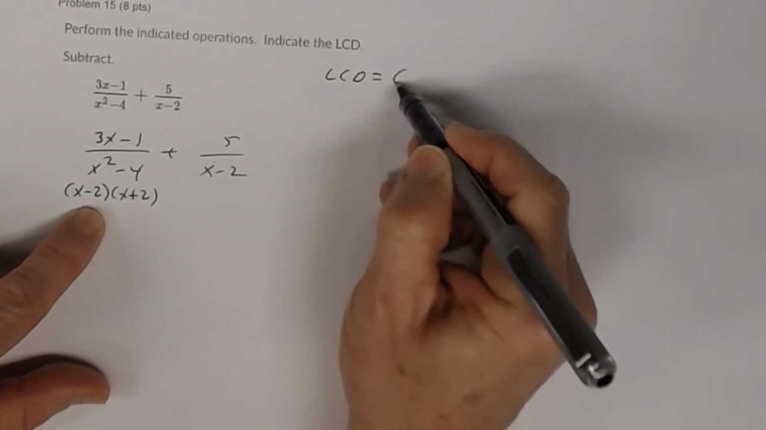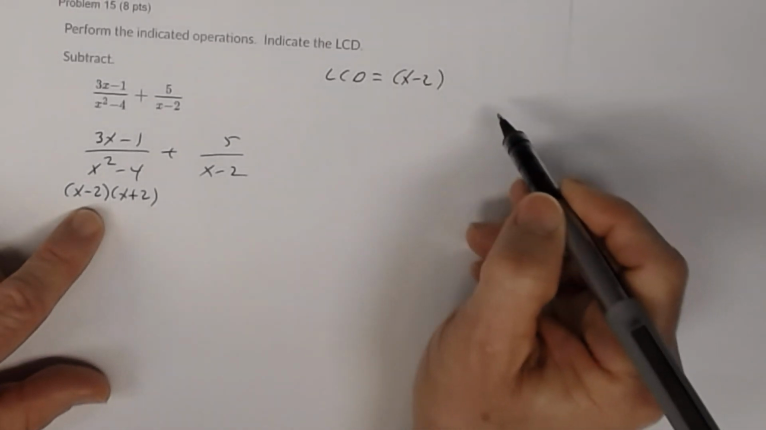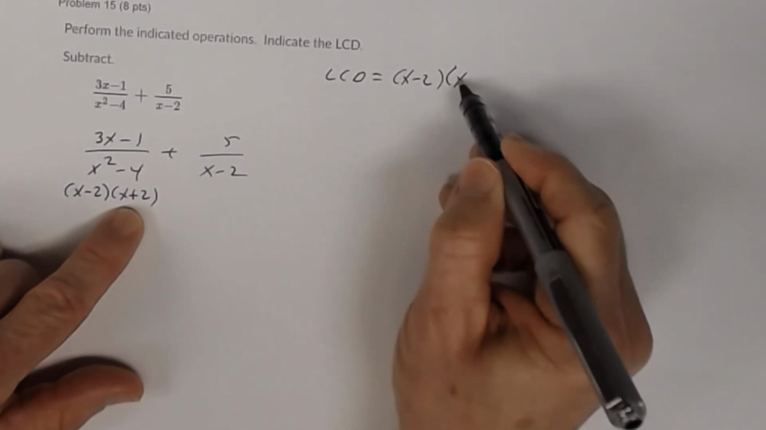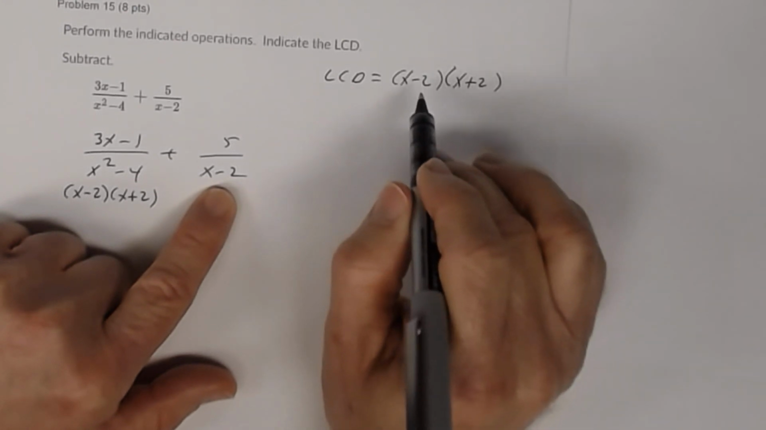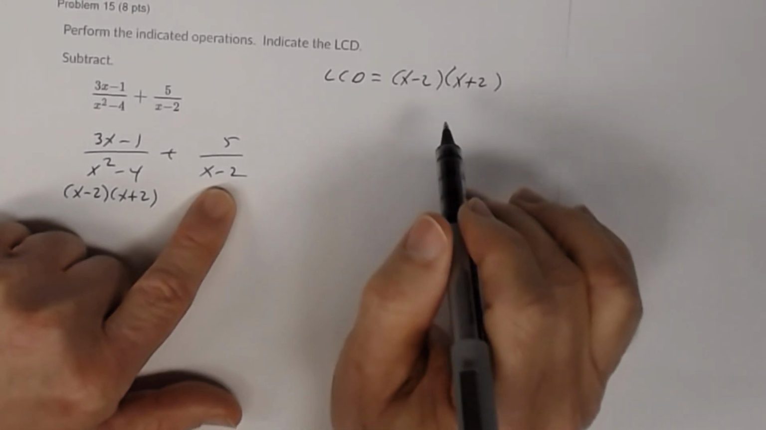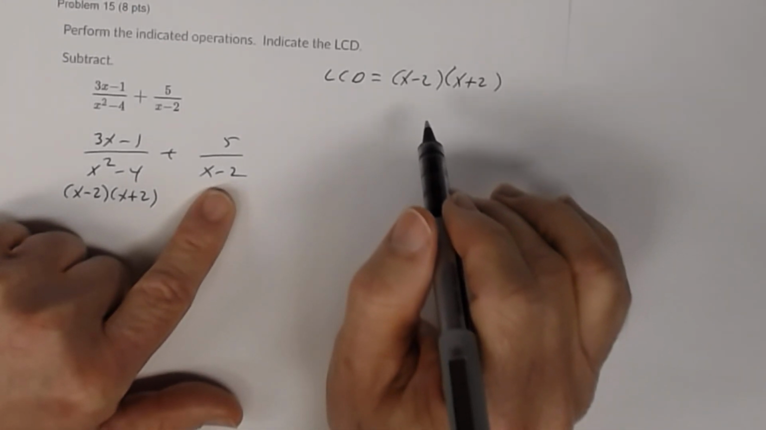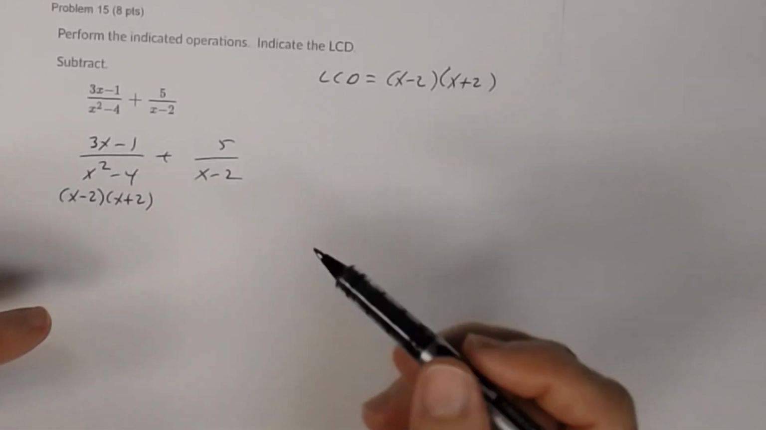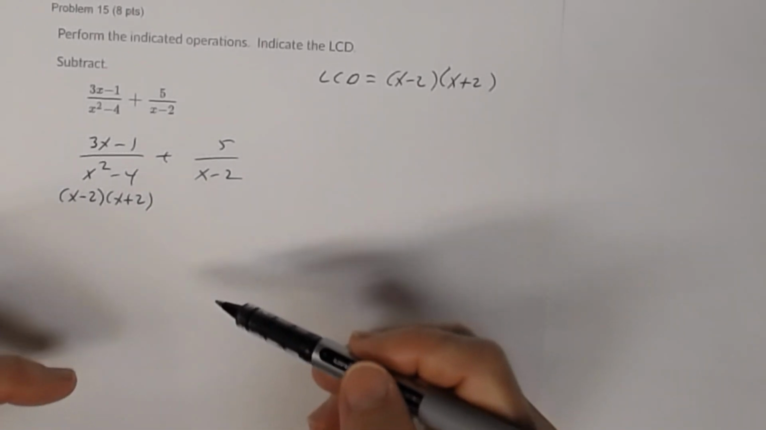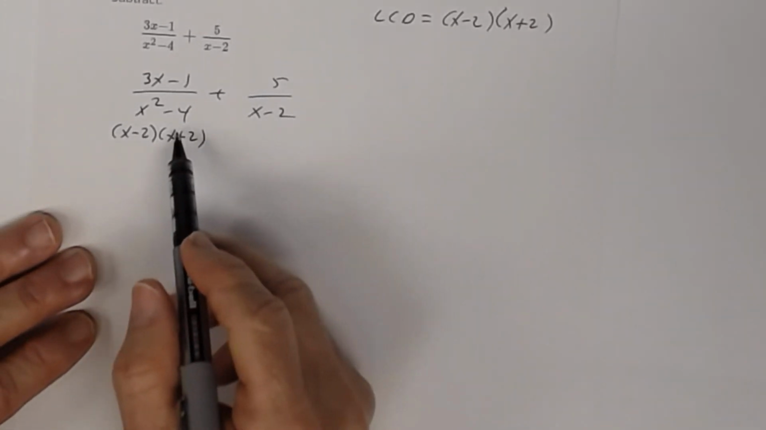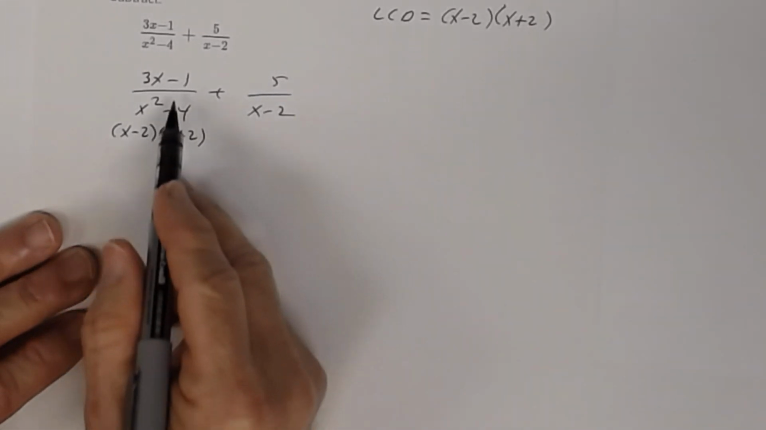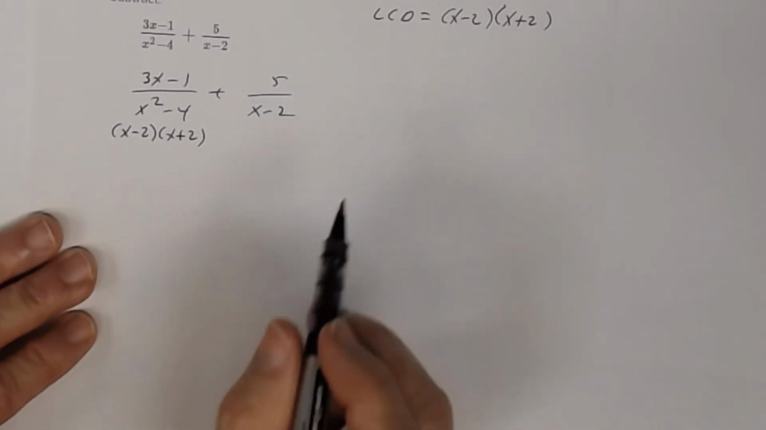I see an x minus 2, it has to be in the LCD. I see an x plus 2, it has to be in the LCD. I see an x minus 2, but I already have it. Don't put it again because then it's no longer the least common denominator. And if you don't use the least, what you end up with makes it much more difficult for you to work with. So once you find the least common denominator, now you're going to write two equivalent fractions with that denominator.